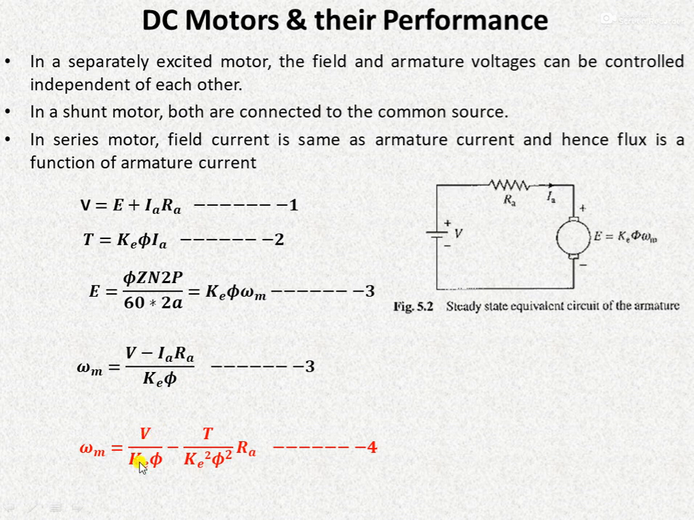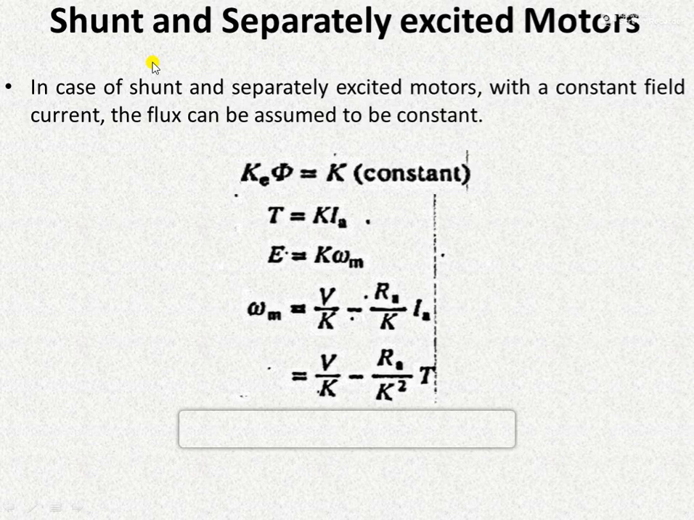Further simplifying it, we can write the standard relation as V by Ke phi minus T by Ke square phi square into Ra. This is equation number 4. First we will consider the performance of shunt and separately excited DC motor. In these motors, as the field current remains constant, therefore the flux which is produced by these two machines is also constant.